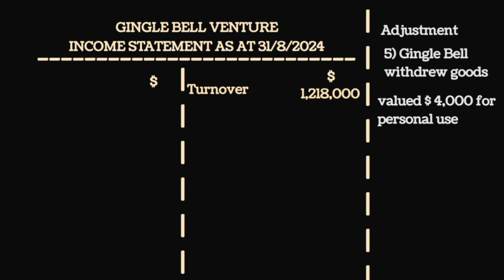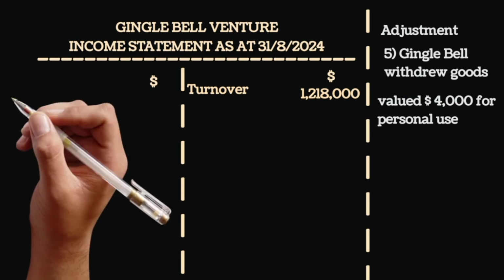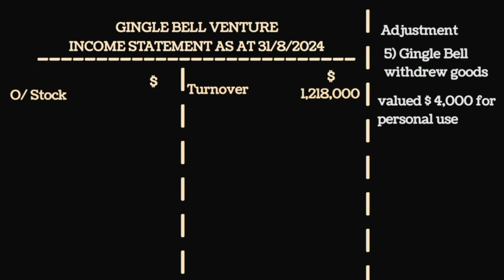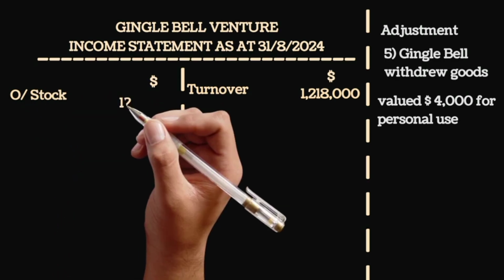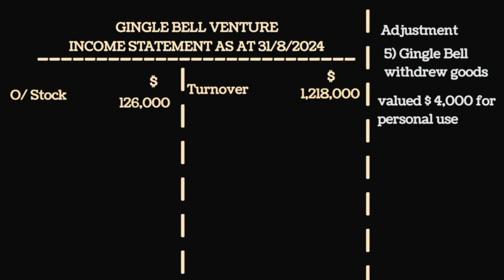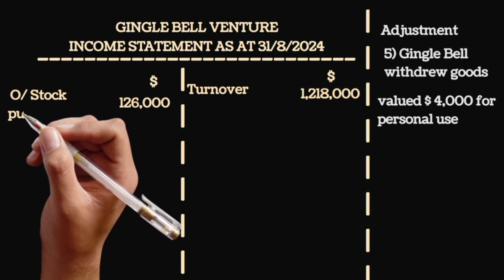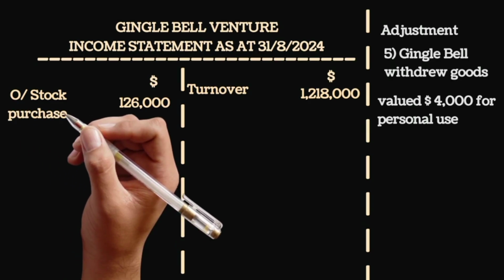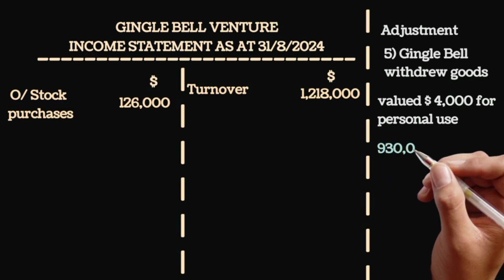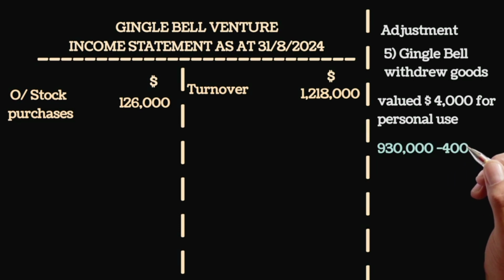So the first thing we will do here is to bring down the sales or the turnover. When you hear turnover, it means sales or revenue, and the revenue is 1,218,000. And if there is return inward or sales return, you deduct it. If there's no sales return, then the value remains the same. Then you go to the other side and compute cost of goods sold, which begins with the opening stock.